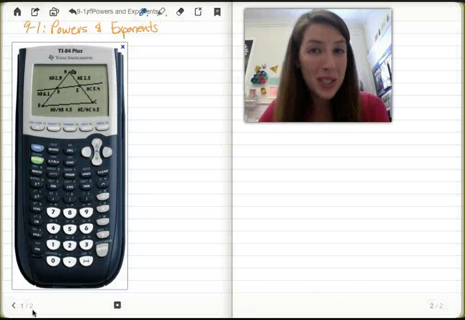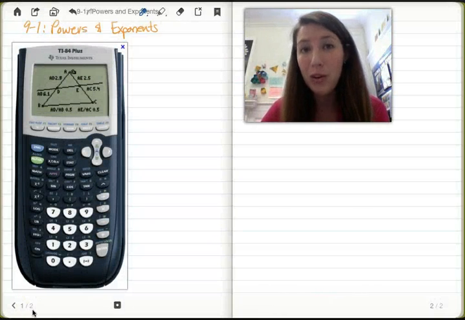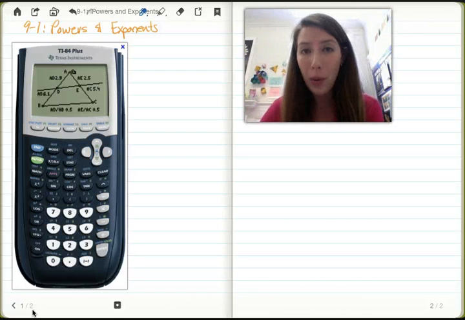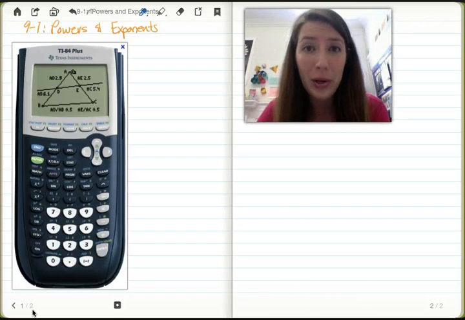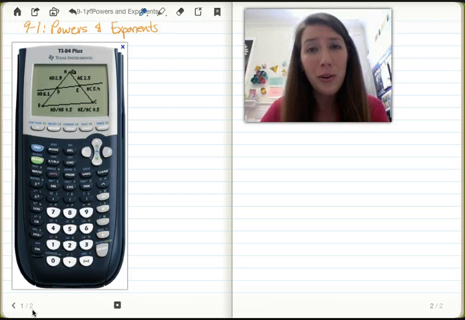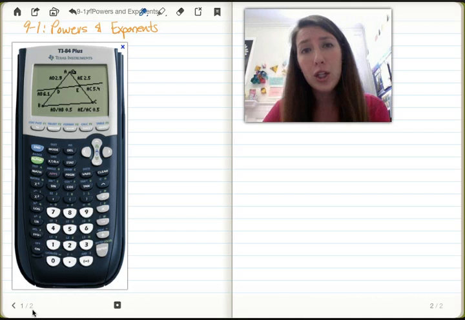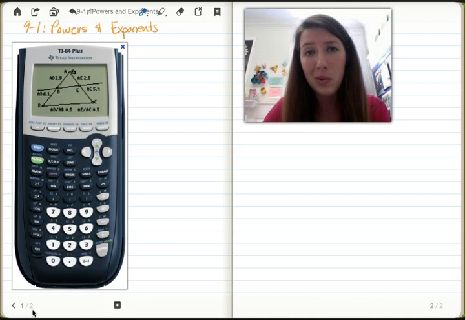Hello, today we are going to talk about powers and exponents. You have worked with powers and exponents before, but not necessarily with a graphing calculator. So what I want to do first is just go through some basics on how you can use your graphing calculator to work with powers and exponents.